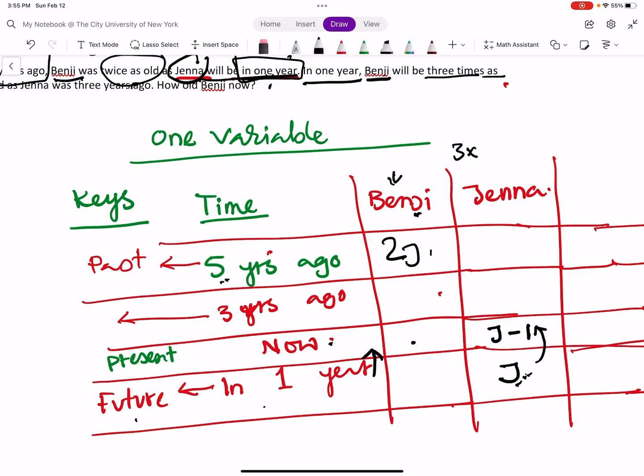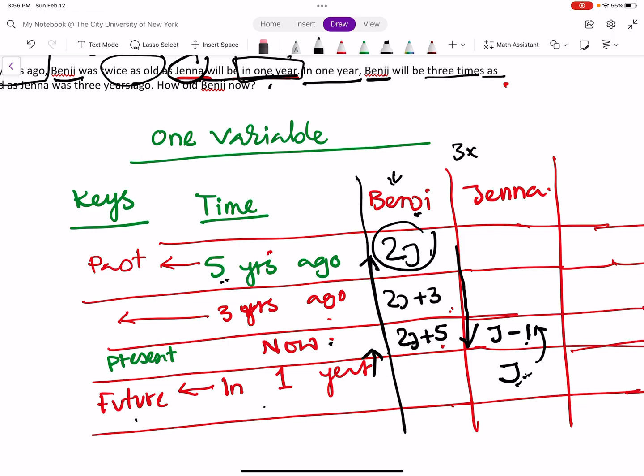Now, what is Benji today? In terms of Jenna, Benji is here 5 years back. So you'll have to come ahead 5 years. So you say, this is 2j plus 5, right? Make sense? I'm eliminating this one. So this looks nice. So what happens 3 years ago? From here, 2j plus 5, I should subtract 3, right? No. 5 minus 3 is 2. I wrote it wrong. So it should be 2j plus 2.